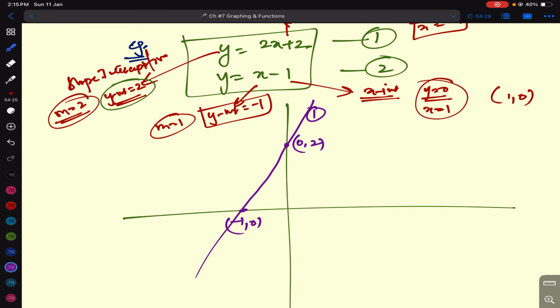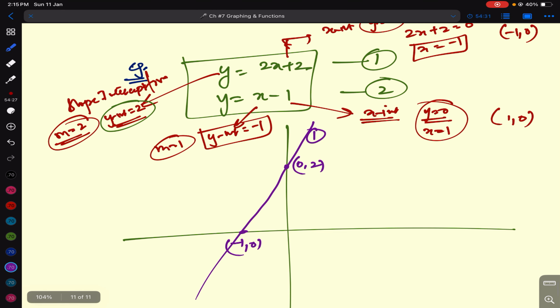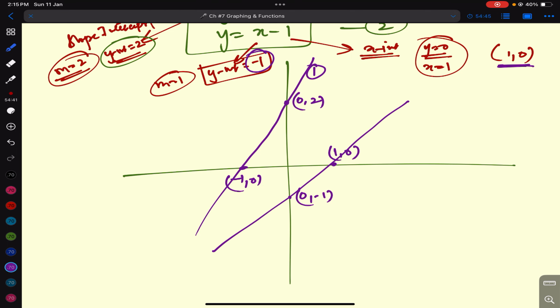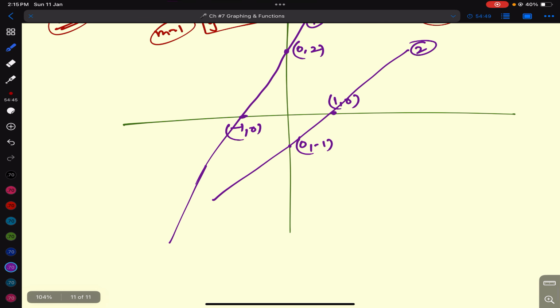Now coming to the other one, the y-intercept is -1 and the x-intercept is 1. So it is this line, right? Line number 2. Obviously they are going to intersect at some point, right?